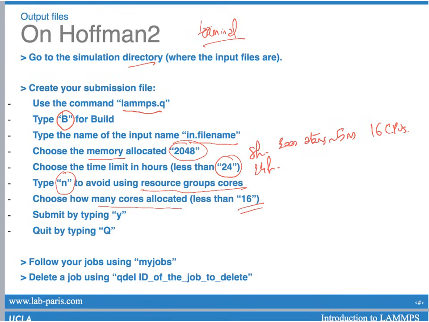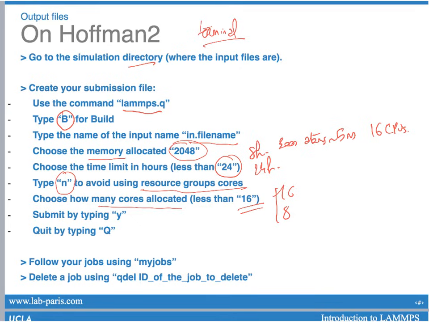The next step is how many cores would you like? So typically 16 or 8 cores is a good number. If you start to ask for more than that, of course, the more cores you ask, so the more processors, the faster your simulation will be. But if you ask for too much, you will lose some efficiency. The processors will have to keep waiting for each other, communicating with each other. So typically 16 or 8 is a good number.